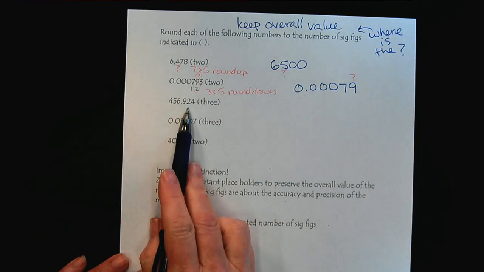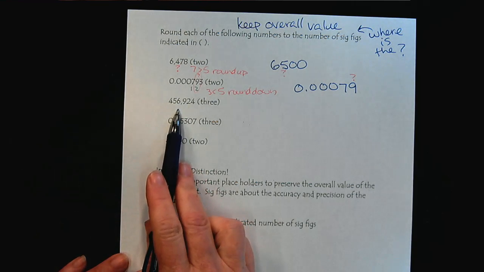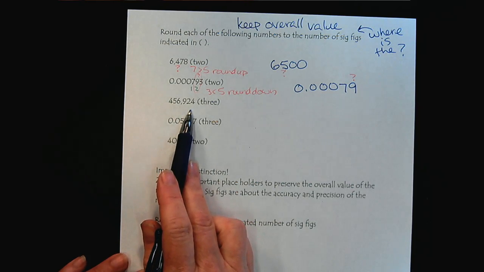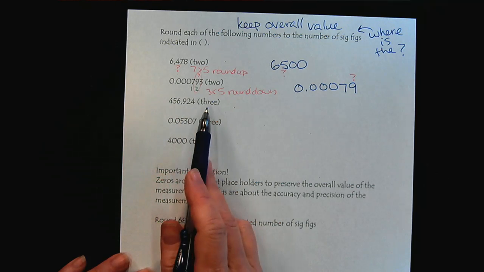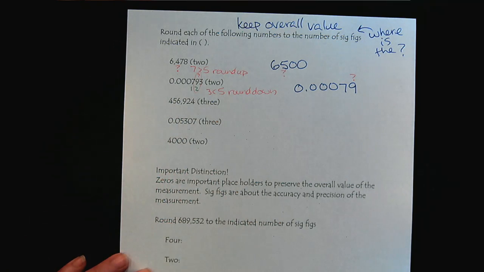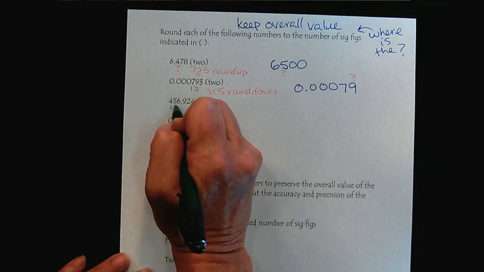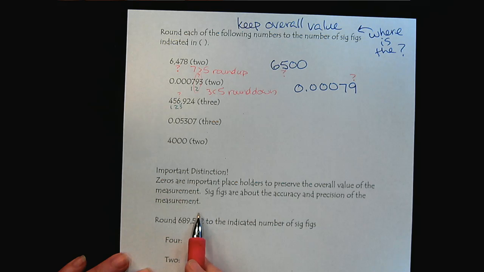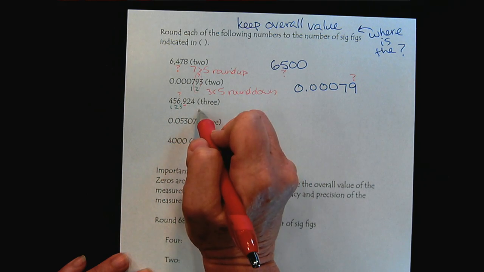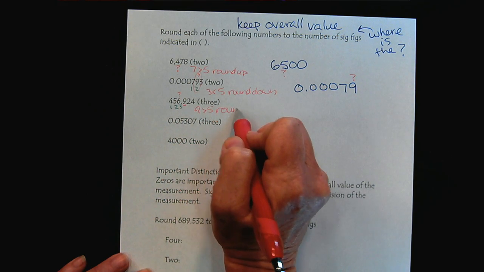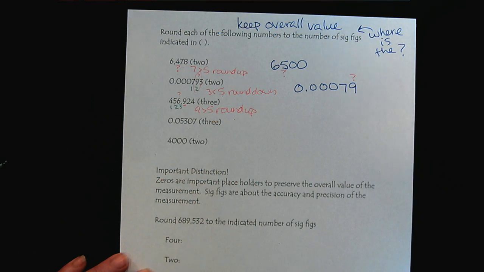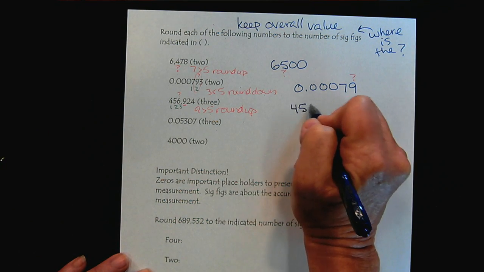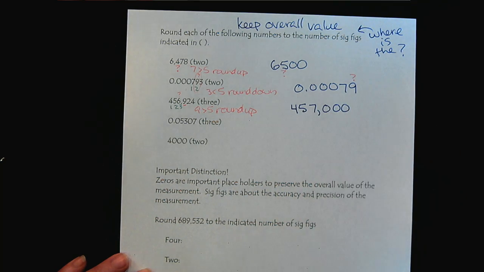Here we go. Now we have a nice big number. So think money. Imagine that you just won $456,924 in the lottery. All right? So we want to report this to 3 sig figs. That's telling us 1, 2, 3. It's letting us know that the 6 is where our uncertainty is. We look to the right. 9 is greater than 5, so we round up. So we would rewrite this number 457,000, right?